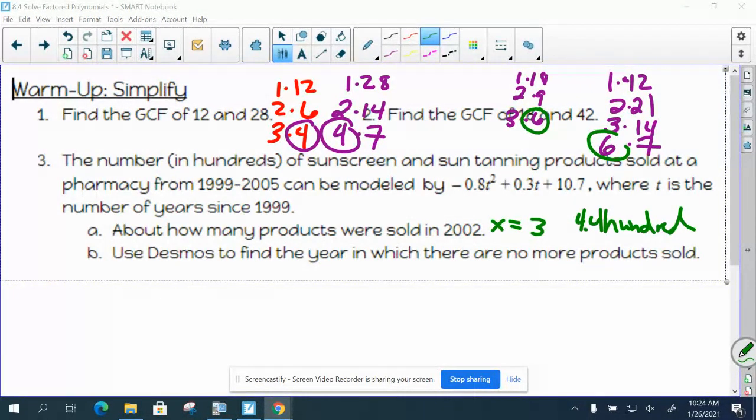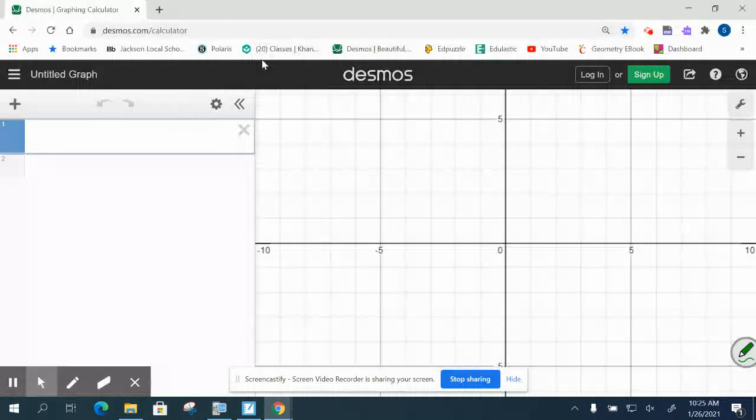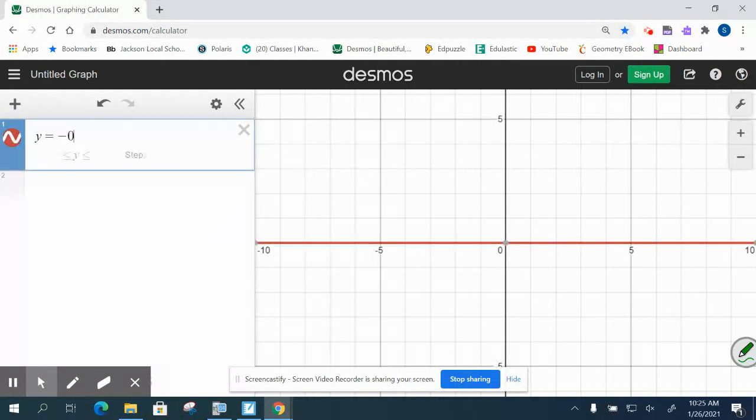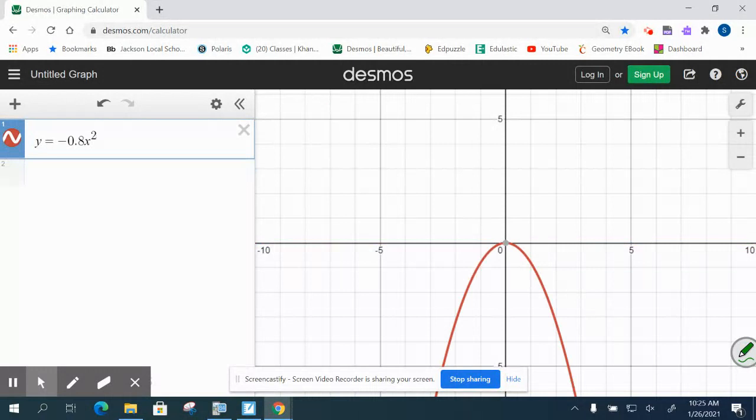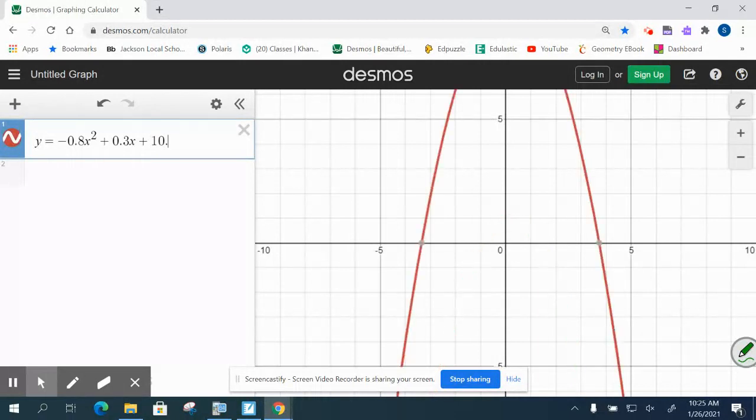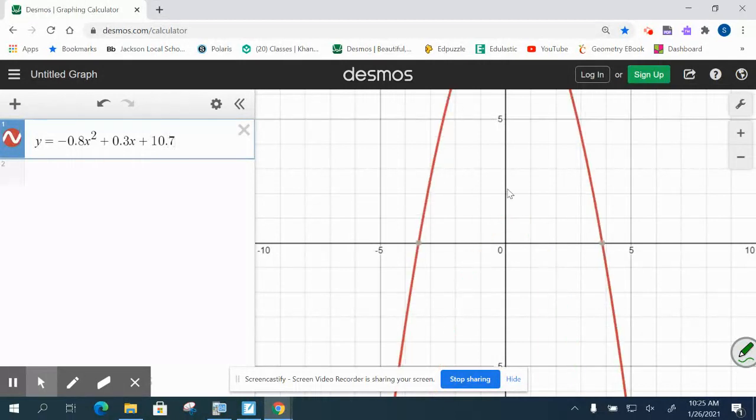Then it says use Desmos to find the year in which there were no more products sold. So I'm going to open up Desmos, graphing calculator, and type in the equation, but use y and x. So y equals negative 0.8x squared plus 0.3x plus 10.7. Okay, so this is what a quadratic equation looks like.